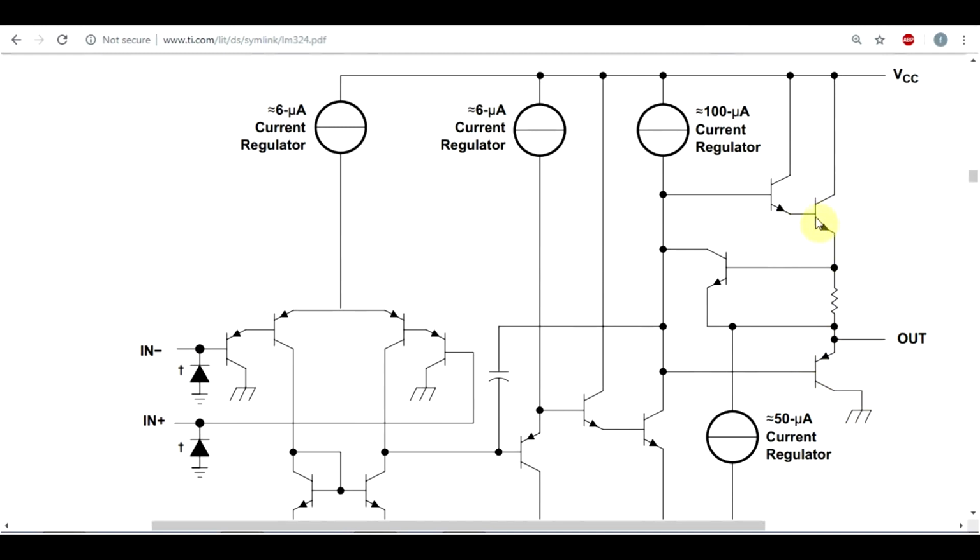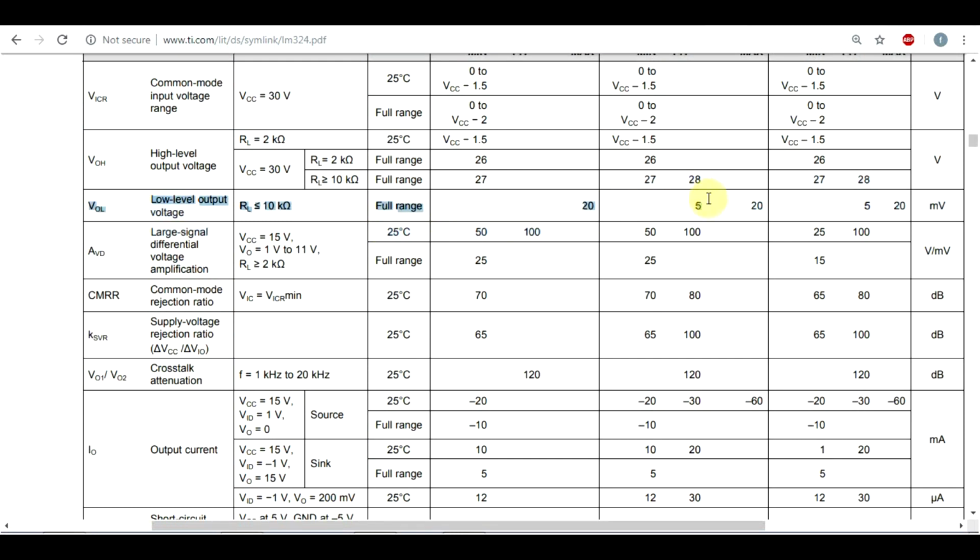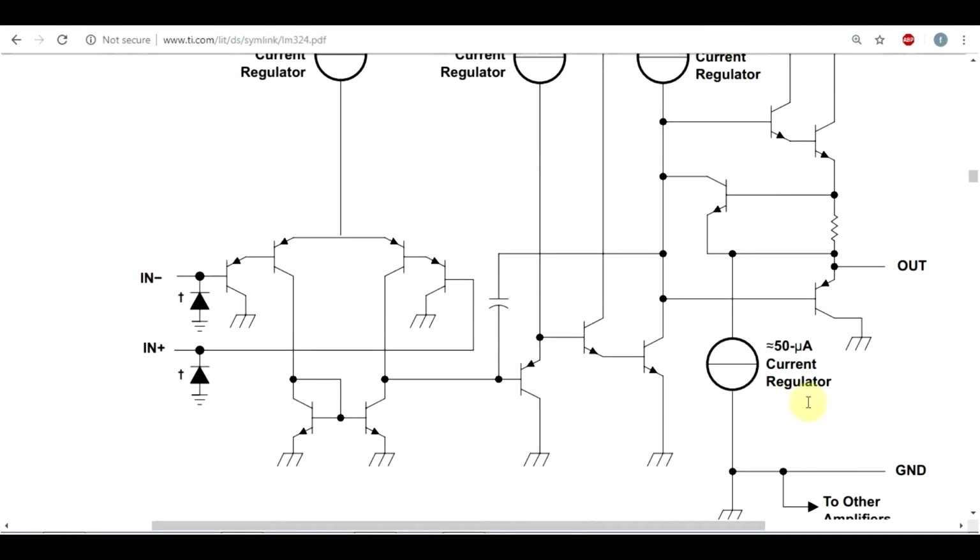So the high side transistor is an NPN with the emitter pointing to the output. The low side is a PNP with the emitter again connected to the output. So how does this OpAmp manage to get the output as low as a few millivolts, as we've just seen in the datasheet? They're saying that although it's a B class, they get 5 millivolts on the output low level. Well, this is possible because of this, a 50 microamp current regulator. Or in other words, up to 50 microamps, this is a class A type of output stage.